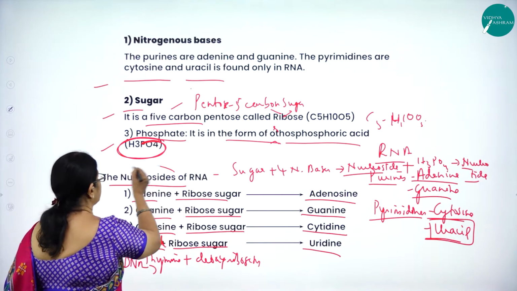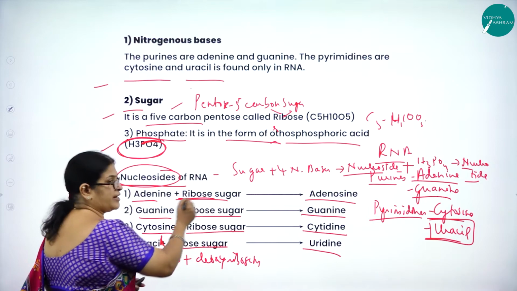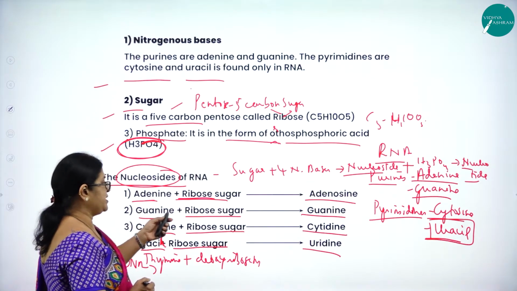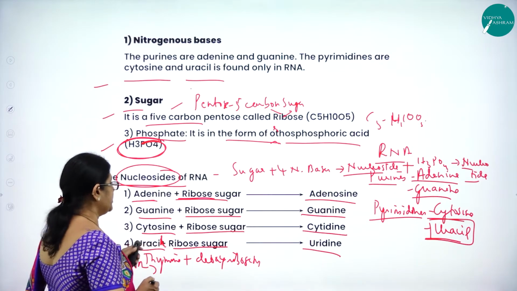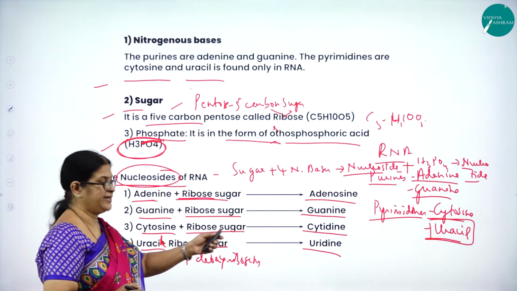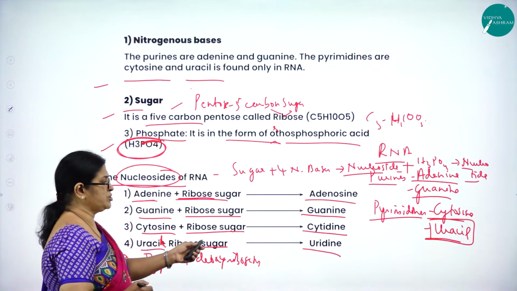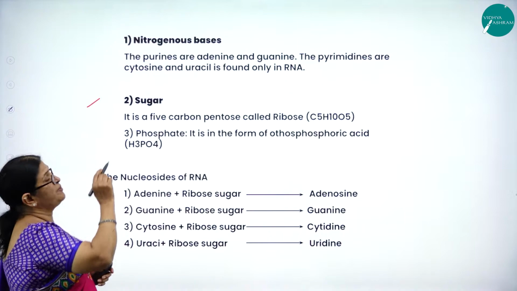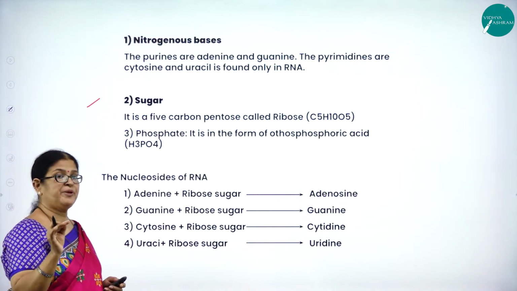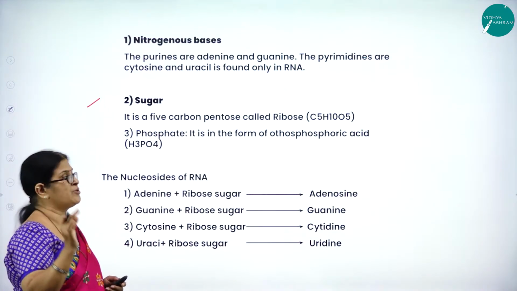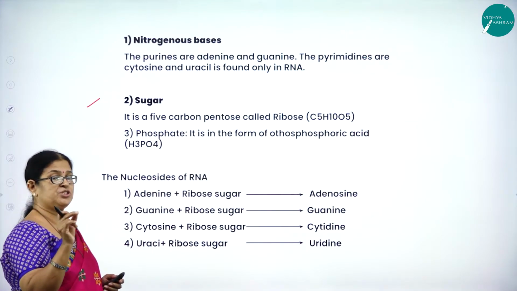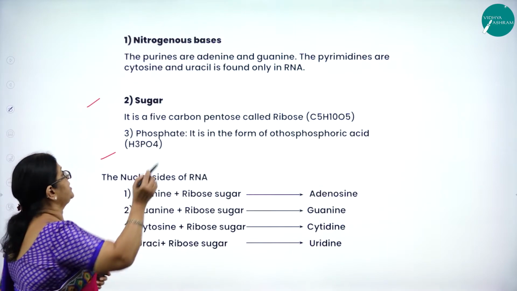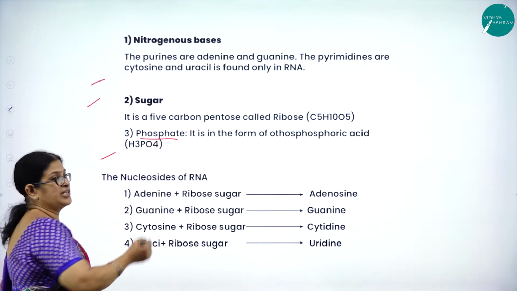So what are the nucleosides of RNA? Adenine plus ribose sugar forms adenosine. Guanine plus ribose sugar forms guanosine. Cytosine plus ribose sugar forms cytidine. Uracil plus ribose sugar forms uridine. So with respect to nitrogenous bases: two purines and two pyrimidines, adenine, guanine, cytosine and uracil. Sugar: the 5-carbon pentose sugar called ribose sugar. And third, the phosphate group, that is H3PO4.